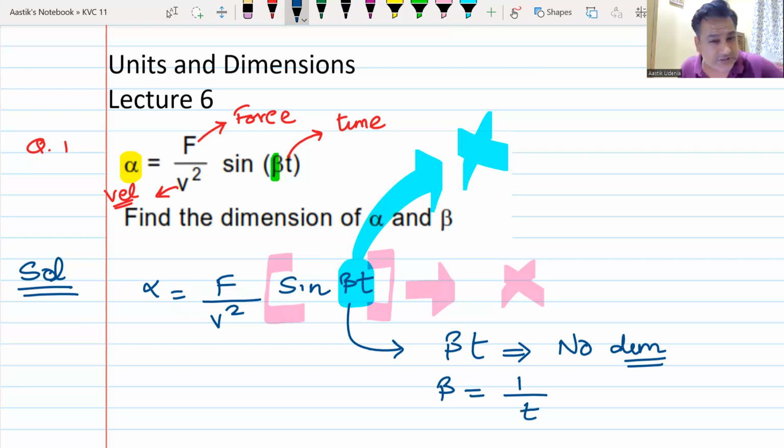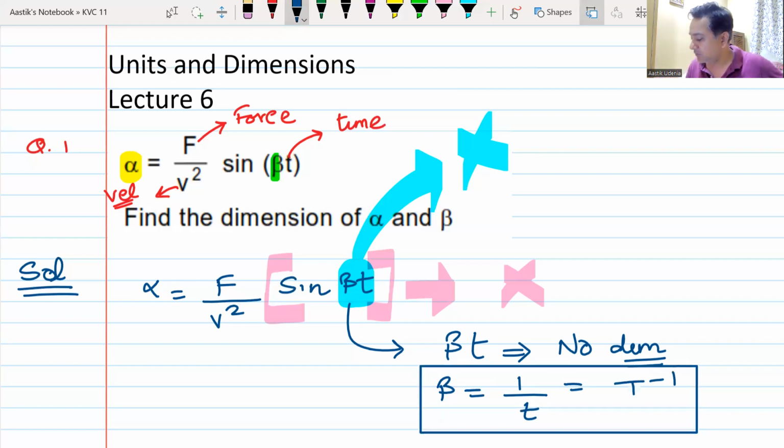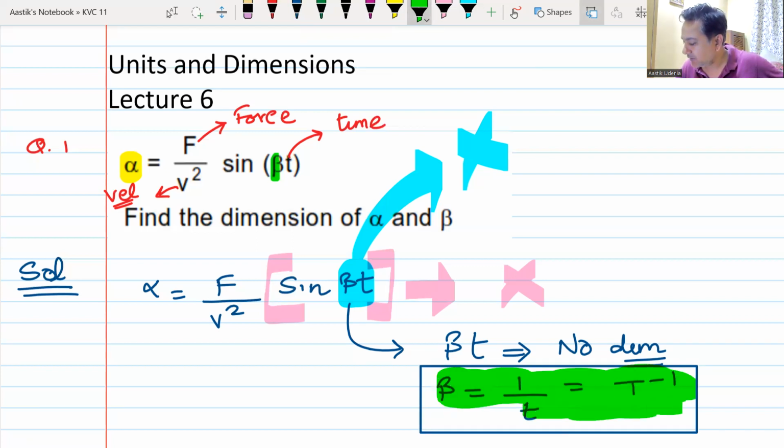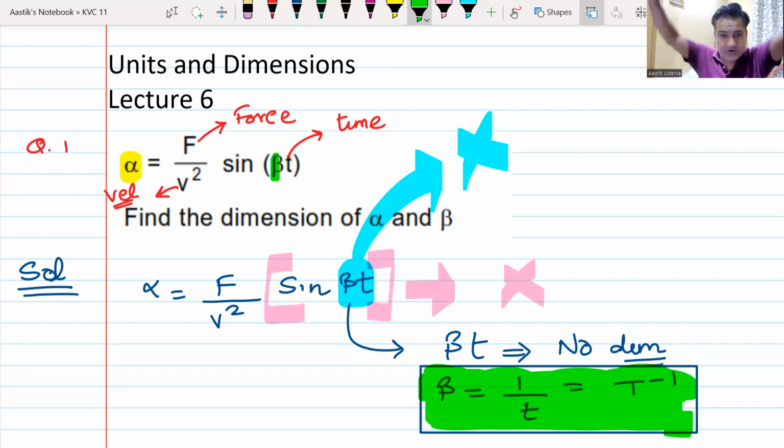I am talking about dimension. T stands for time. So beta would have dimension of t raised to the power of minus 1. This is the answer to the green puzzle. What is the dimension? Remember, I am not talking about the value of beta. I can't calculate the value of beta, but I can find out the dimension of beta. Do we all understand this? Yes or no? Can I raise hands from everyone in the class? Anyone has any doubt?